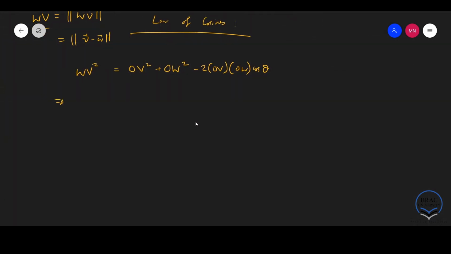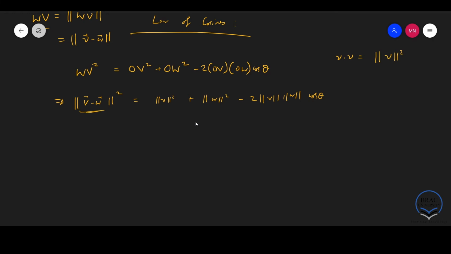So this becomes, we have the magnitude of V minus W squared. This is equal to the magnitude of V squared plus the magnitude of W squared minus 2 times the magnitude of V times the magnitude of W cosine theta, right? And we previously showed that for any vector V, the dot product of V with itself will be equal to the magnitude of V squared, right?